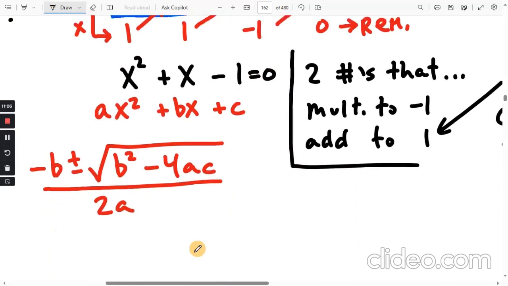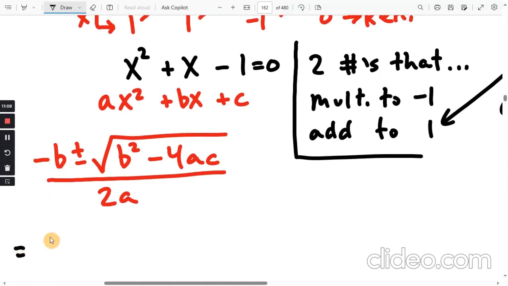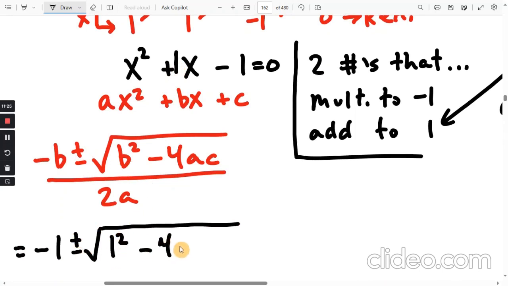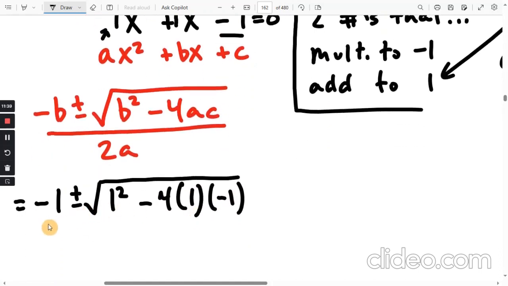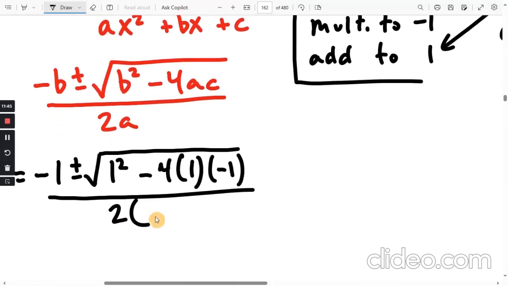All right, so let's see. It's going to be negative b. What's b in this case? Well, it's automatically a 1 here, so b is just 1. And that's plus or minus radical b squared, so that's going to be 1 squared, minus 4 times a. Again, there's a 1 here, so a is just 1. And c is clearly negative 1. And that whole thing is divided by 2 times a, and we said a was 1, so it's 2 times 1.